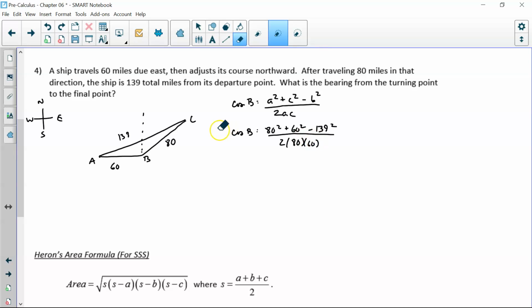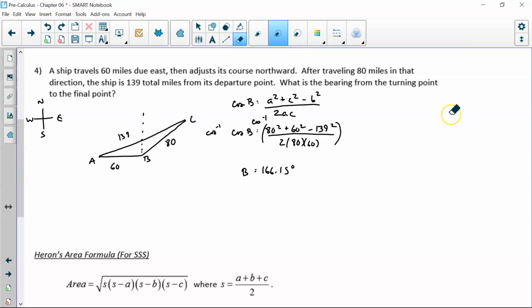Now to find the angle measure, we're going to take the inverse cosine of both sides. So angle B is going to be the cosine inverse of all of that. When you type that in, you're going to get angle B as 166.15 degrees.